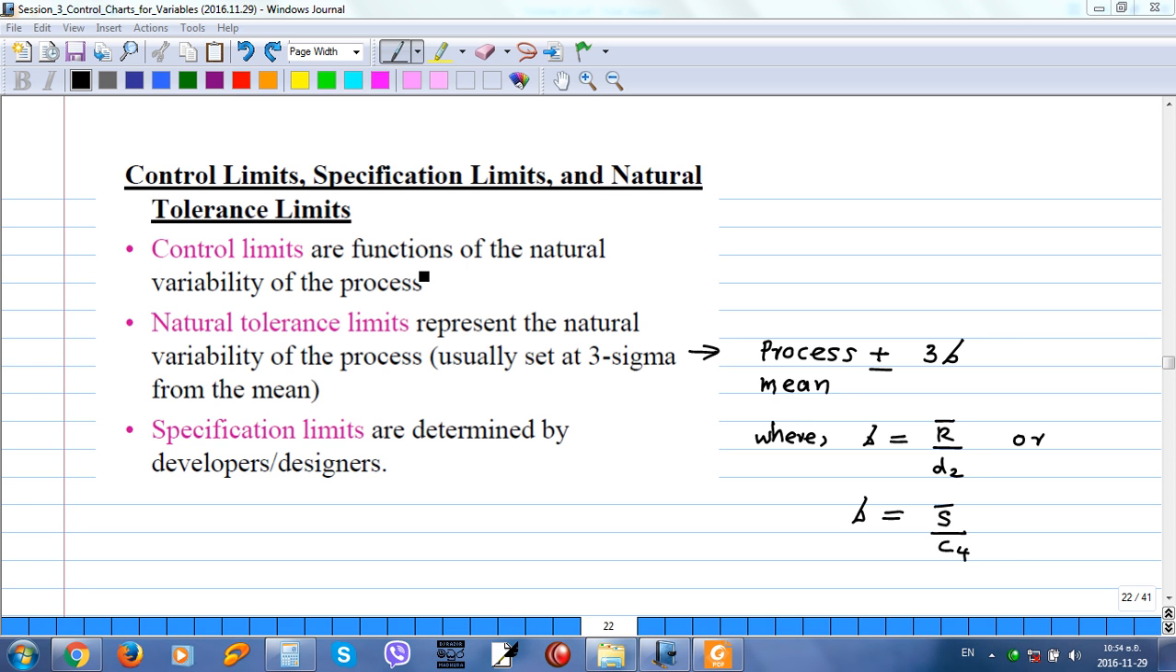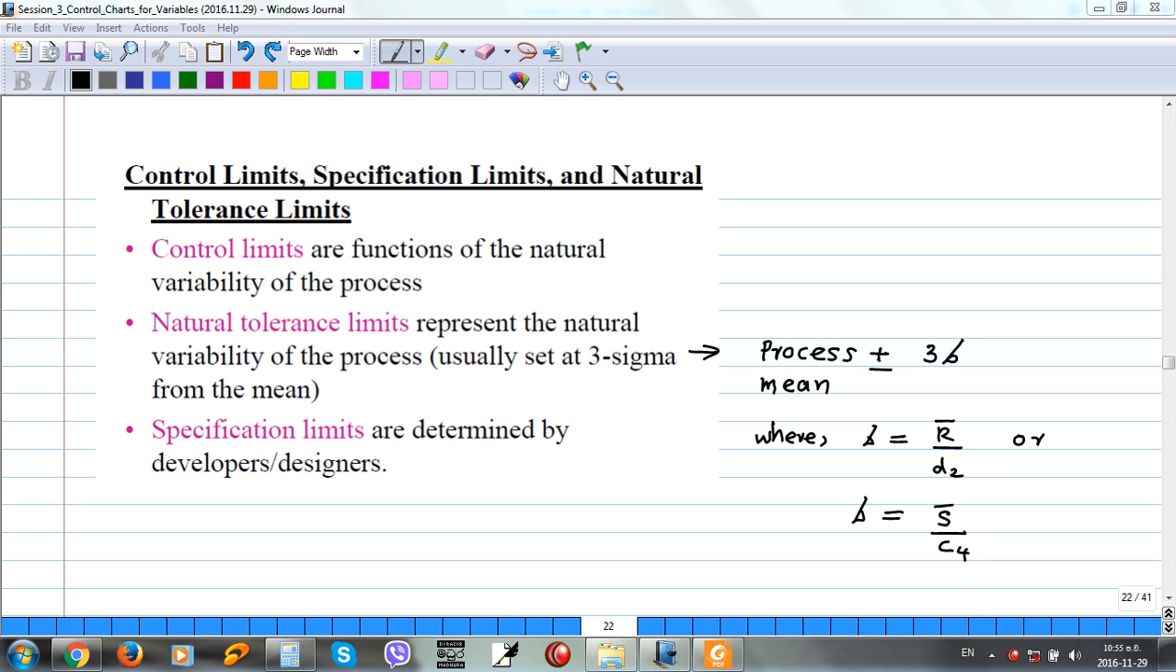Control limits are functions of the natural variability of the process. We know how to find the control limits from the previous part of the lesson, and natural tolerance limits represent the natural variability of the process, usually set at 3 sigma from the mean. If we know how to find sigma, R bar over d2, and if S bar is given, S bar over c4 is also a method to find sigma. Then the process mean, X double bar plus or minus 3 sigma, is the natural tolerance limit. And specification limits are determined by the developers and designers.